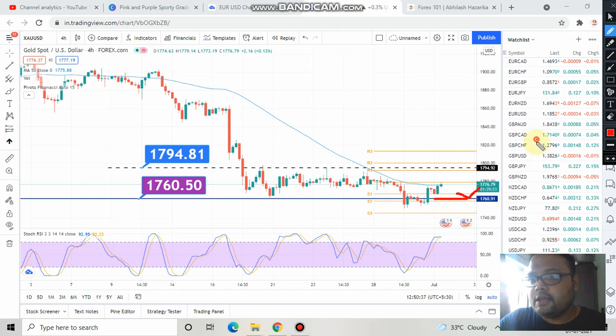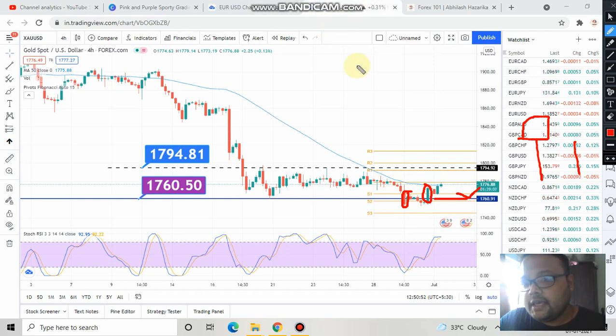And you'll get the confirmation in the form of a hammer pattern or price rejection from below or a green candle like this. Once you get the confirmation that the support level is still a valid one, you can easily click on the buy button.